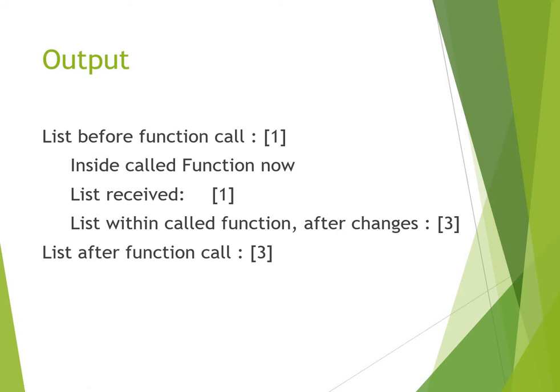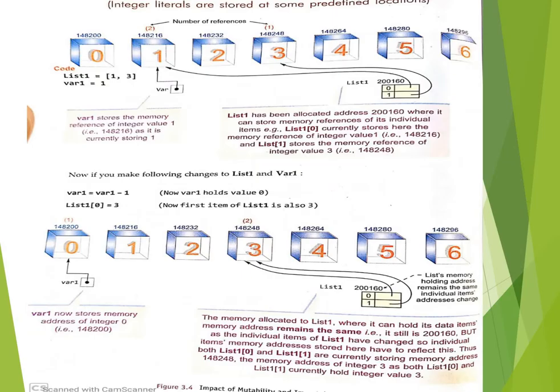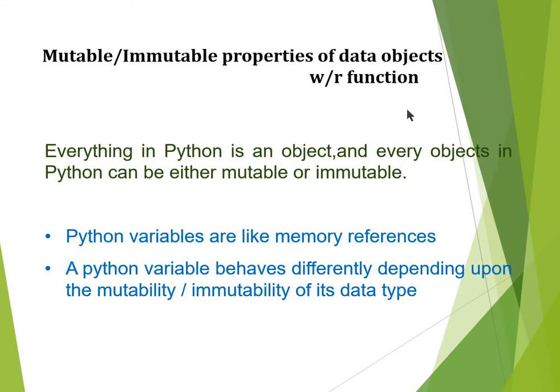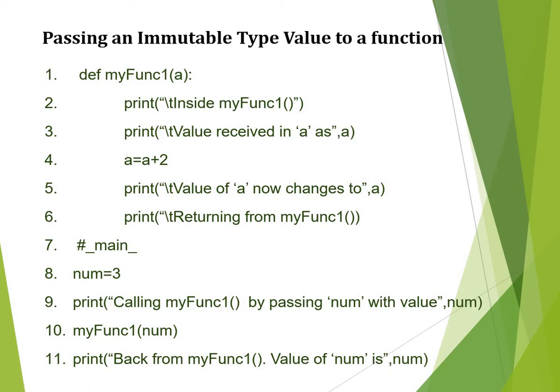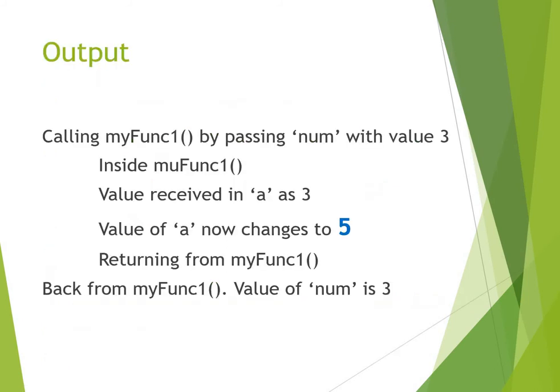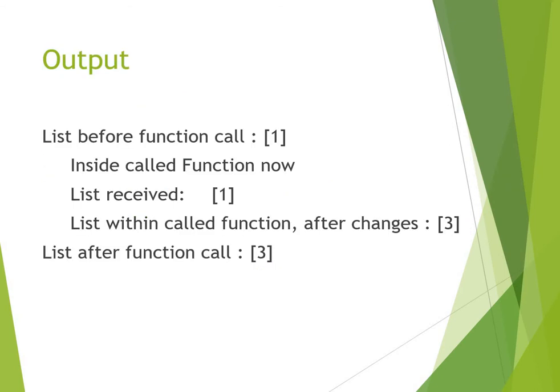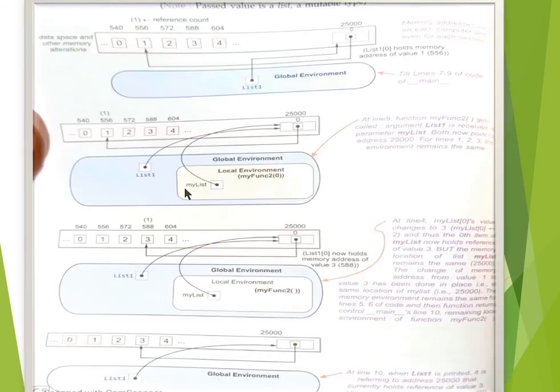So when there is a change in the mutable data type, the memory address of the list will not be changed, but the memory address which refers to the individual element of the list will be changed. Okay, that is the main difference between mutability and immutability when you pass it inside a function. Okay, so we have seen two programs, one for immutable type value and the other one for mutable type value function. Okay, now look at this example.